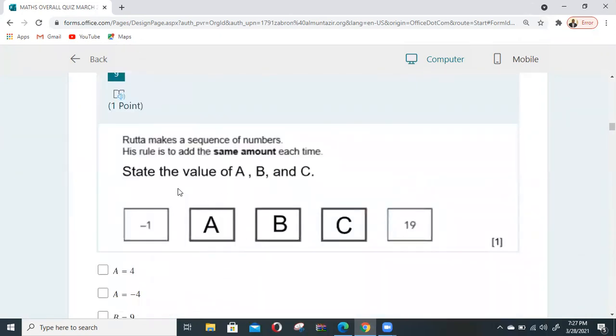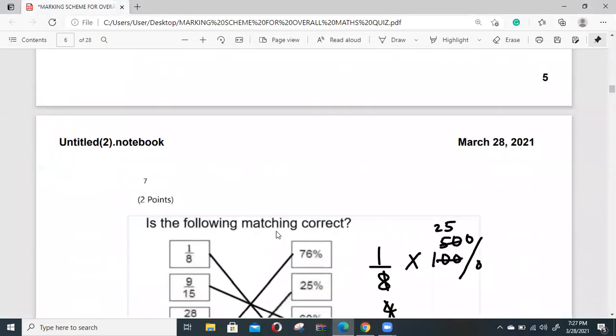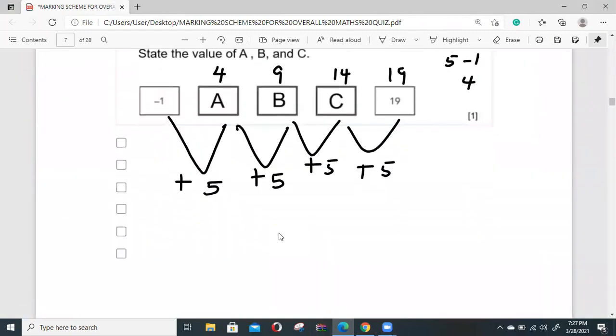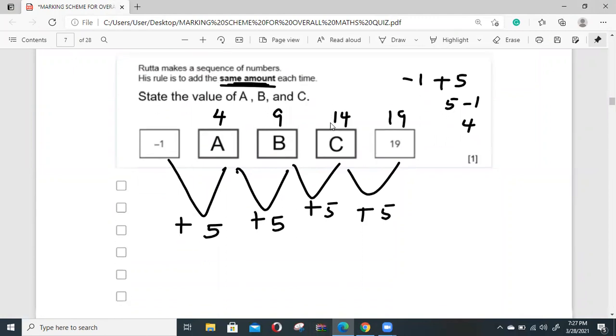Then we have this question here, state the value of A, B, and C. I have done that question to state the value of A, B, and C, where, yes, there we go. State the value of A, B, and C. Now, Router makes a sequence of numbers. His rule is to add the same amount each time. So you try the numbers there. Which number should you add there until you get 19? So that number is add 5. So when you keep on adding 5, you're going to hit 19.